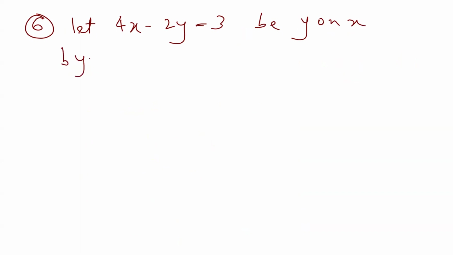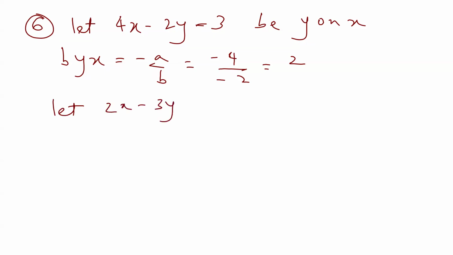Question number 6, there are two lines given. We don't know which line is x on y and which line is y on x. So let the first line 4x minus 2y is equal to 3 be y on x. So byx is equal to minus a by b. A is 4, coefficient of x. B is minus 2, coefficient of y, which is equal to 2. Byx is equal to 2. Let the second line 2x minus 3y is equal to 5 be x on y.